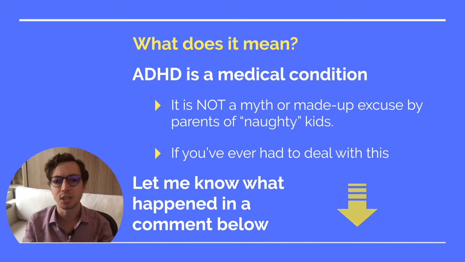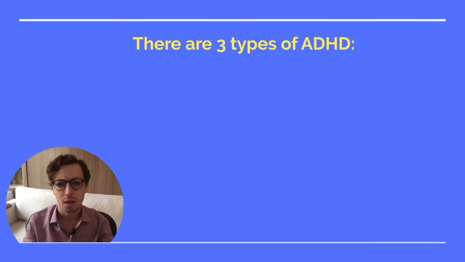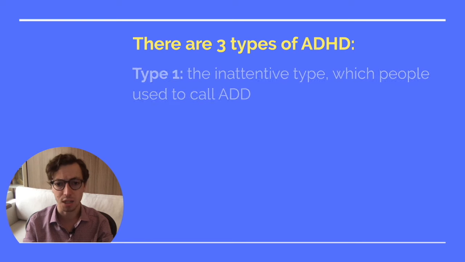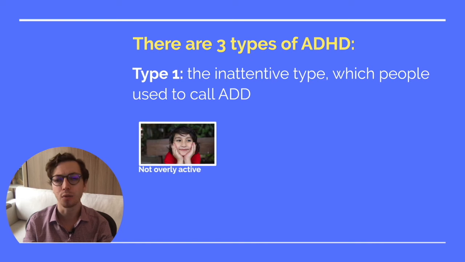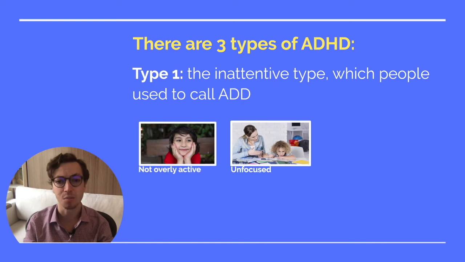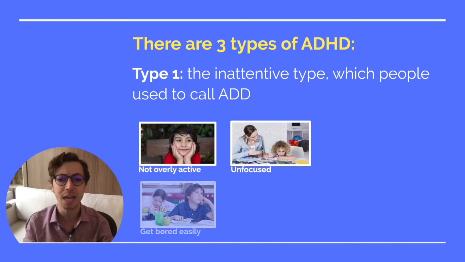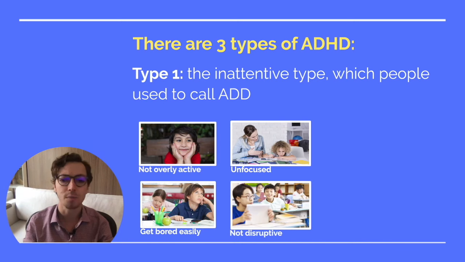Now, a person with ADHD has visible differences in brain development and brain activity that affect their attention, emotional regulation, and self-control. There are three types of ADHD. Type 1, the inattentive type, which people used to call ADD, are children who are not overly active, have a hard time keeping their mind focused on one thing, and may get bored with a task after only a few minutes. They do not disrupt the classroom or other activities, so their symptoms are harder to notice.